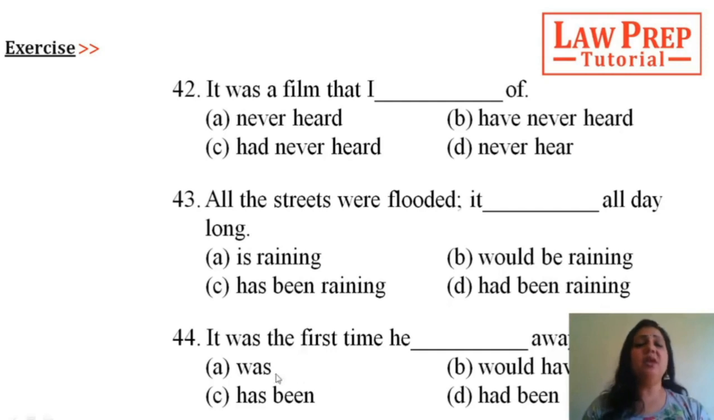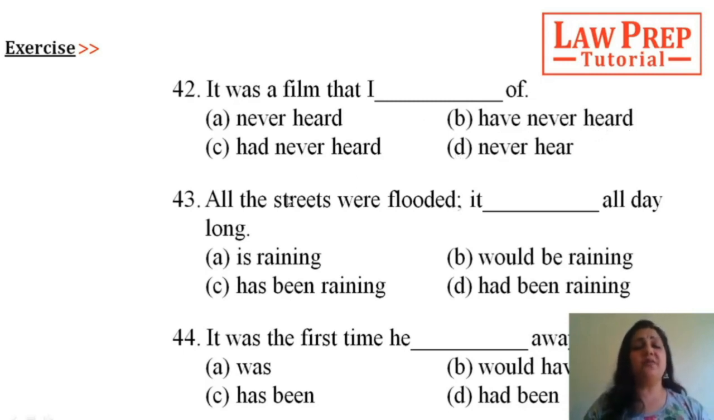Next question. It was a film that I have never heard of. That I had never heard of. When I'm using both these cases, I'm using a simple past with present perfect. It was a film that I have never heard of. I'm directly using the answer, present perfect tense.